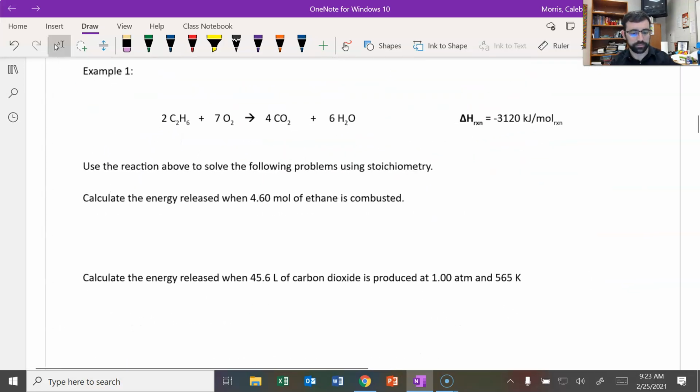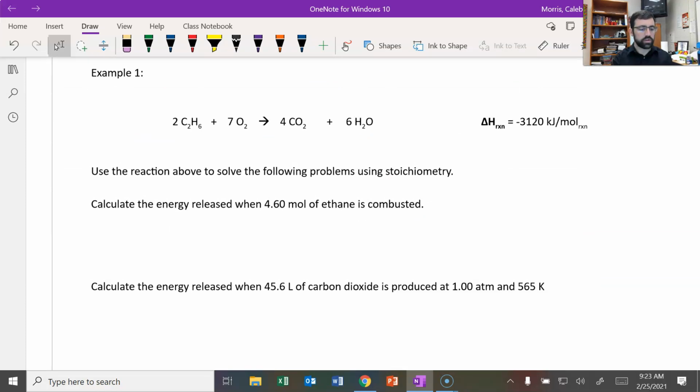Let's look at an example. Use the reaction above to solve the following problems using stoichiometry. We're going to calculate the energy that's released when 4.60 moles of ethane is combusted. Okay. This, by the way, is ethane. If you didn't know what it was, that's ethane. You can kind of deduce that because we know this is oxygen, carbon dioxide, and water. All that's left is ethane.